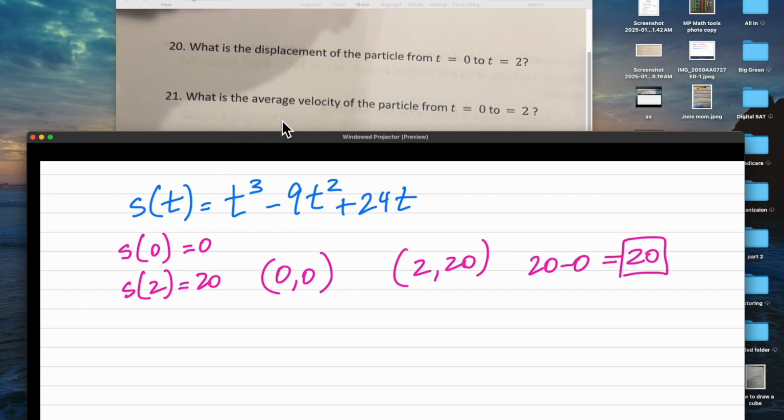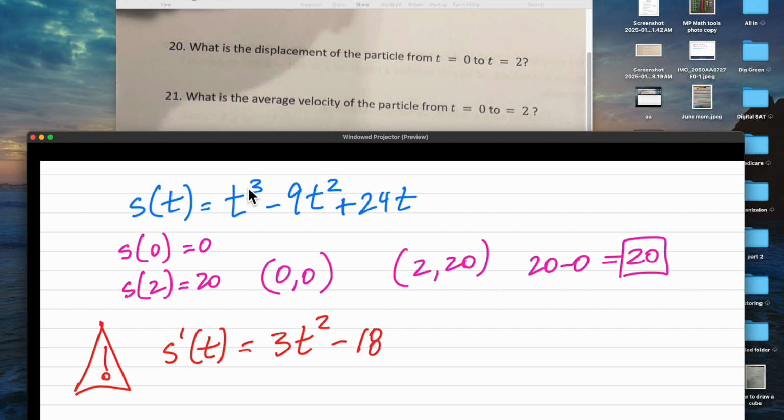Next, they ask for the average velocity. Folks, here is the pitfall. You cannot take the derivative. Okay, let's do what we're not allowed to do. We're going to take s prime. I'm going to use a different color, red, so you know you can't do this. So we're going to take s prime of t. That's going to be 3t squared minus 18t plus 24.